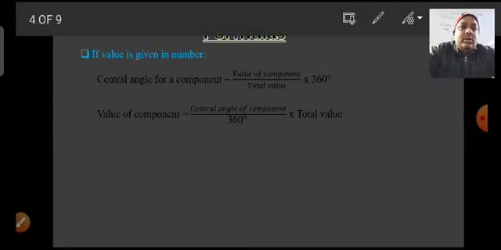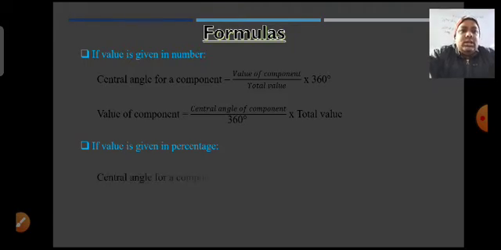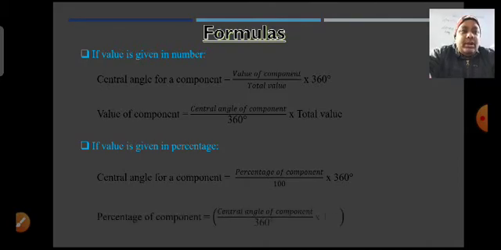Now if the value is given in percentage, what formula will we use? Central angle for a component is equal to percentage of component by 100 into 360. And to find the percentage of component, we apply the formula: central angle of component by 360 into 100%.